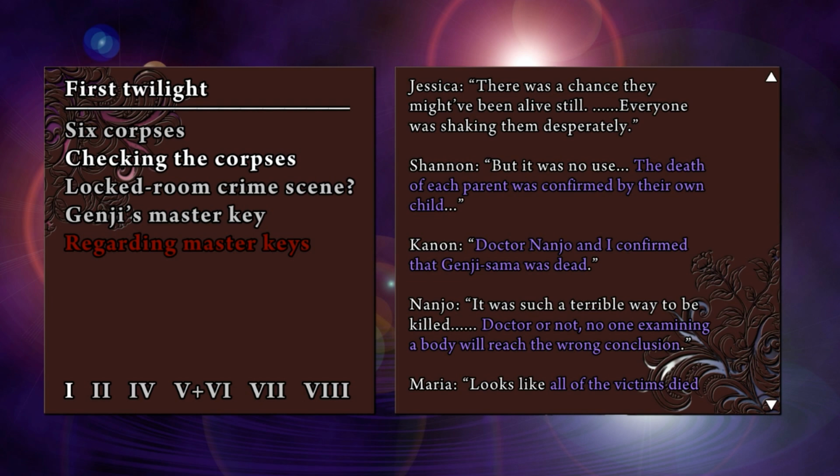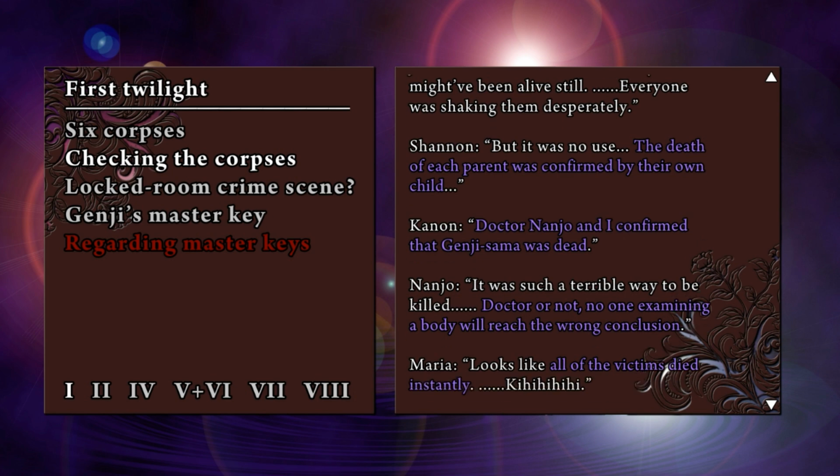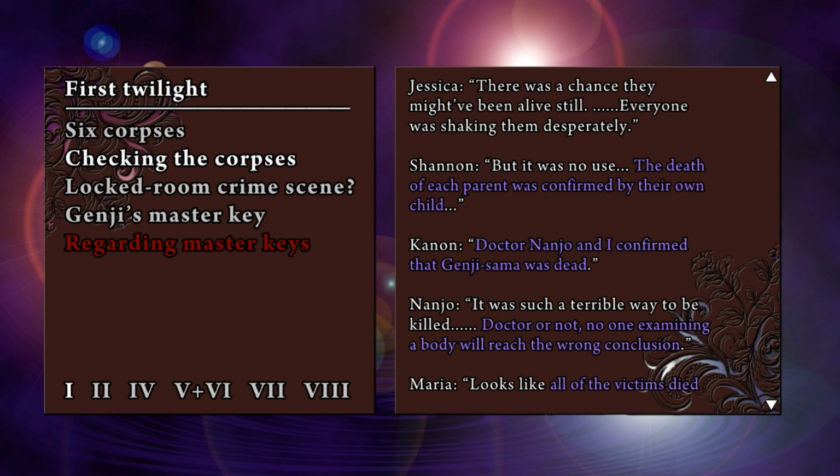Let me check this. Shannon says that the death of each parent was confirmed by their own child. I mean, it feels kind of sus, to be quite honest. Kind of an interesting topic right over here. We could have just had only Nanjo say, "Yeah, I confirmed that they're dead." But no, it is the child of each parent that confirmed their death, and Nanjo confirmed Genji's death.